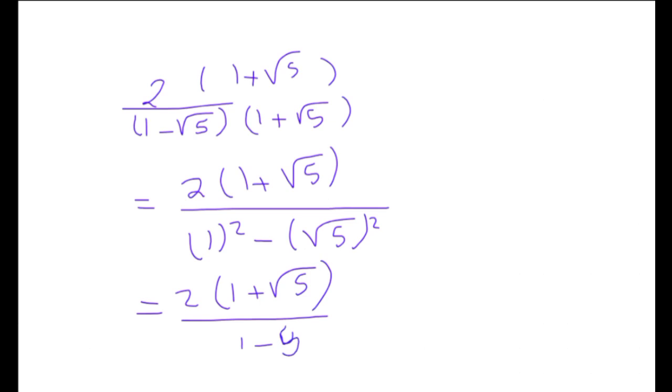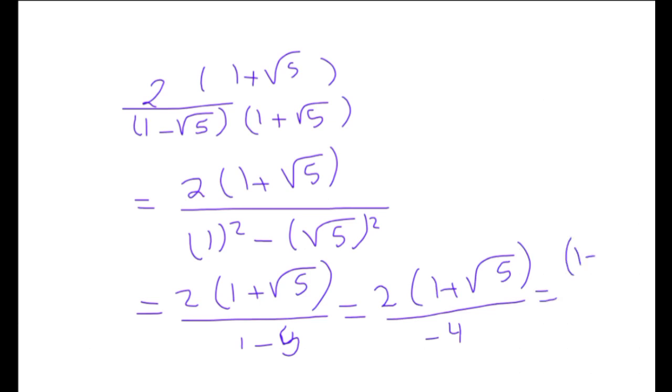2 times 1 plus radical 5 over what? Over minus 4. Now we can simplify by 2 up and down and it will be 1 plus radical 5 over minus 2. You can write it also by another way. You can write like minus 1 plus radical 5 over 2.